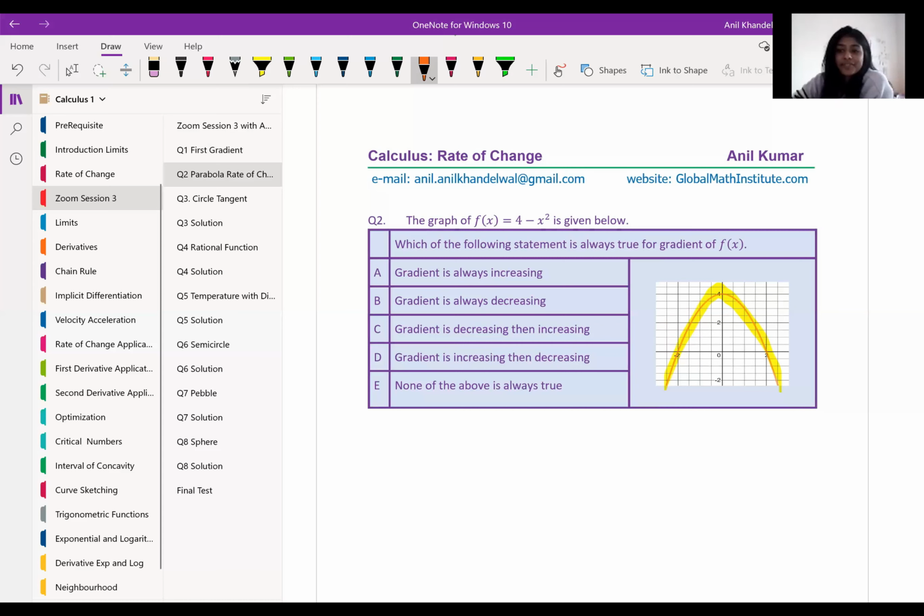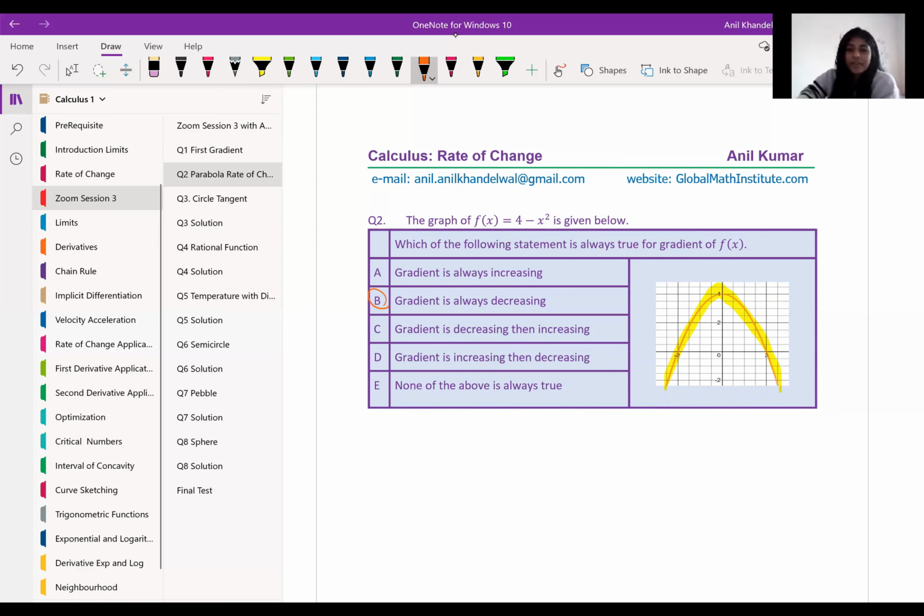Okay, so what do you think is the right answer and why? So I think the answer is D. D? No, sorry. I think the answer is B. B. Okay. B, because gradient is always decreasing. How do you say that?